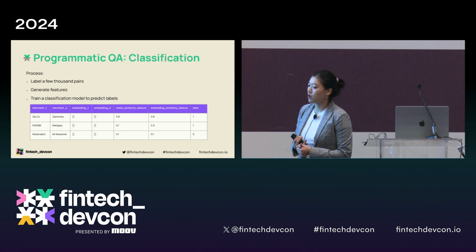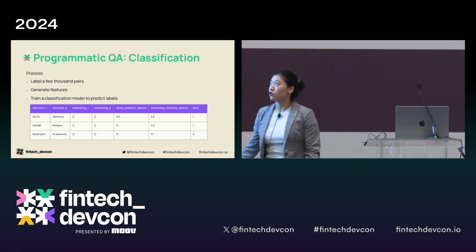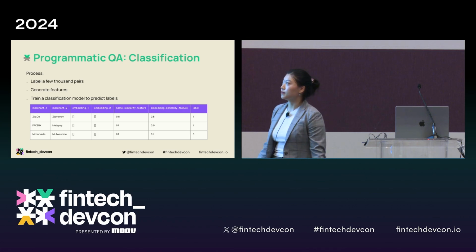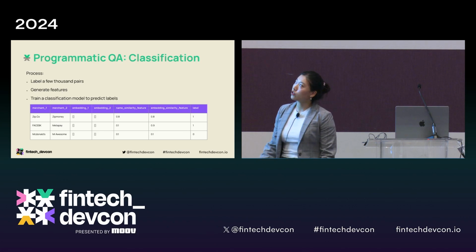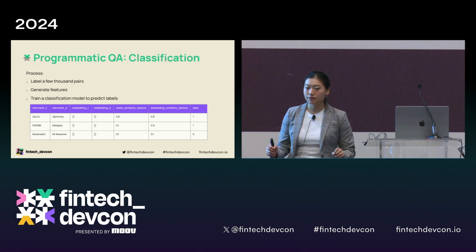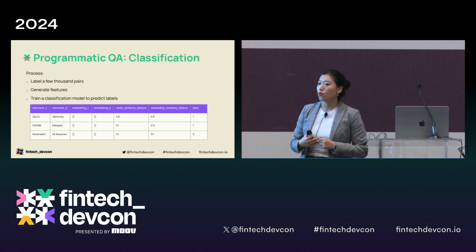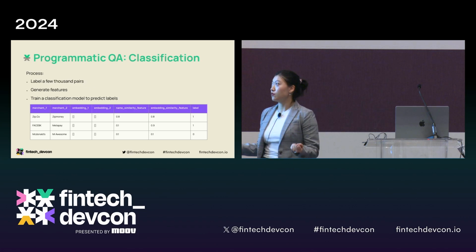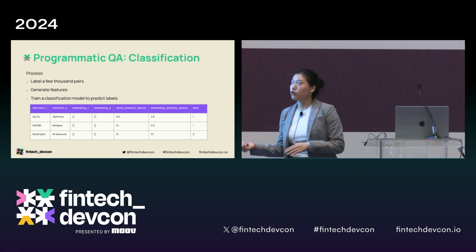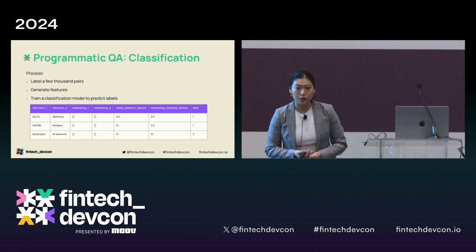All right, so how about building a model to predict pairs? Naturally, we just move to the next approach, classification. So we train a classification model to predict the labels for the pairs. Generally, the process is we label a few thousand pairs, then we generate features for those pairs, and then we train a classification model to predict labels.